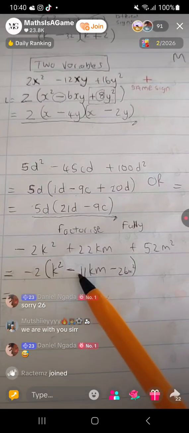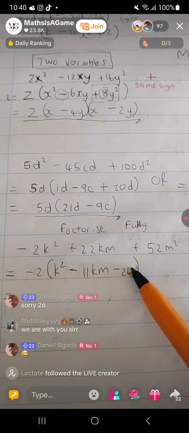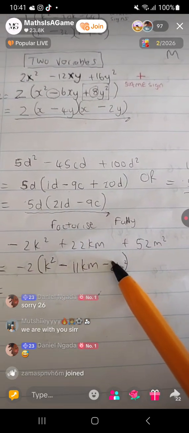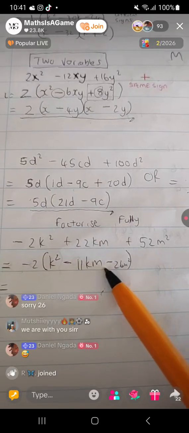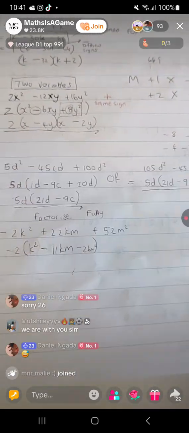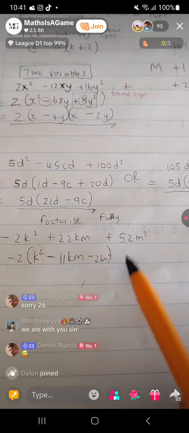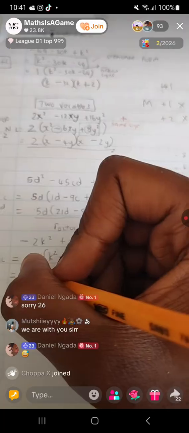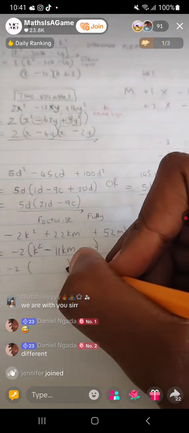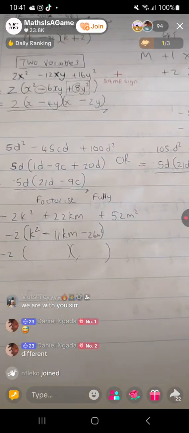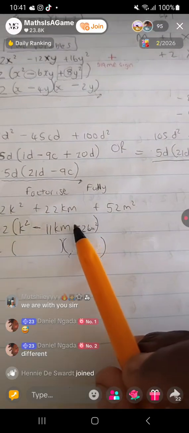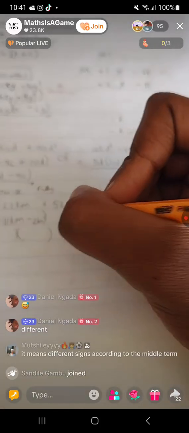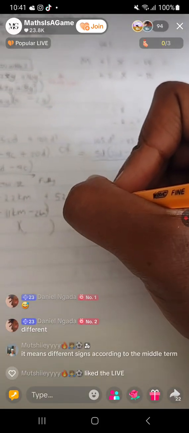Negative 2, x squared minus 11km minus 26m squared. Now we have the three terms inside the bracket. Our last term is negative. So what does that negative mean? Let me see in the comment section if you guys can tell me what negative means for my signs inside the two brackets that I will open. Bring down the negative 2, of course. Open the two brackets. The negative for my last term means the signs inside the bracket are going to be different.